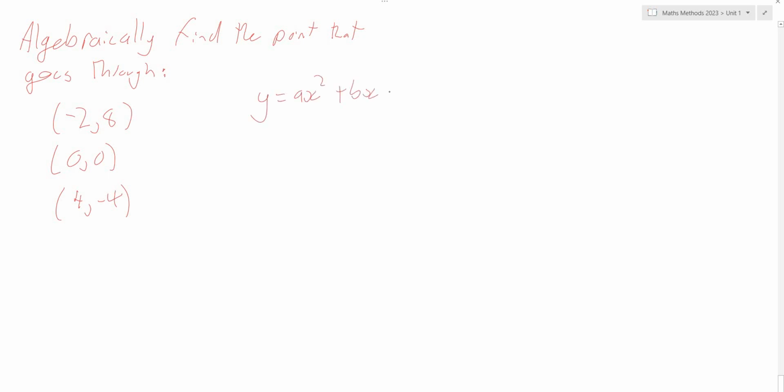Ax squared plus bx plus c. That's every quadratic ever. Now, which of those 3 points is going to be easiest for us to sub in? Which of the 3 points that I've been given? Sure, point 0. Yeah, 0, 0. Because when I sub in 0, 0 to my rule, a bunch of stuff is going to disappear. And that's what I want. So I'm going to sub in 0, 0.